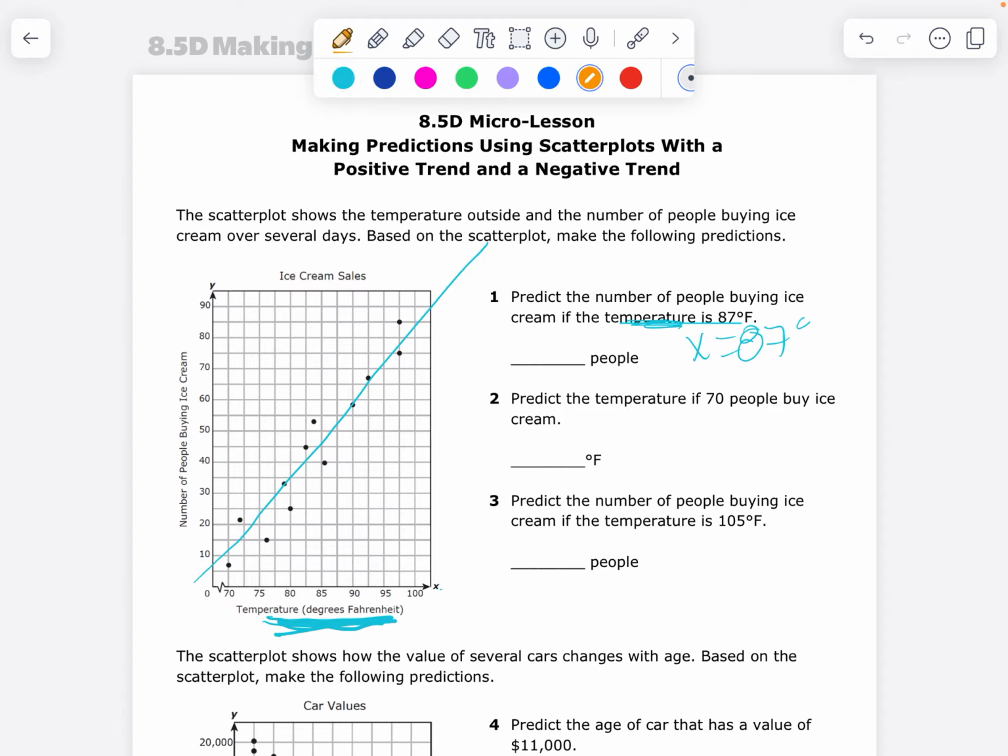So I am going to go here where it says X equals 87. This is 85, and maybe right about here. So I'm going to go up, and it's going to cross right there. So what they're asking is, what's going to be really close to that? It looks like it's really close to 50 or 51. So I'm going to put about 50.